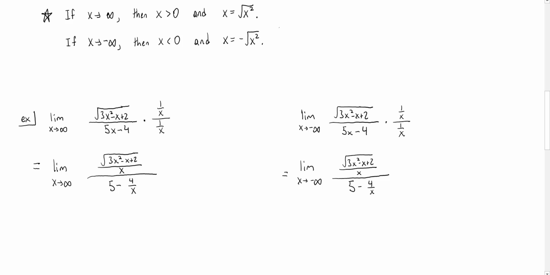Now at this point, this is where I'm going to do something different for these two limits. In this first example, where x is approaching infinity, since x is approaching infinity, we can say that x is equal to the square root of x squared. So I'm going to replace this x here with the square root of x squared.